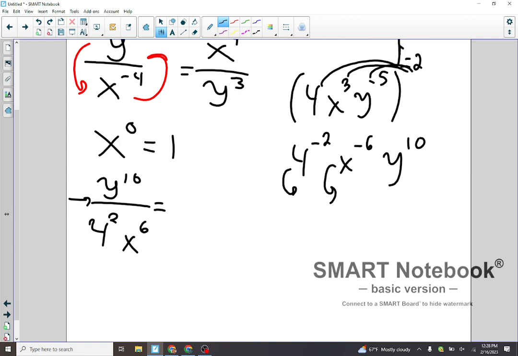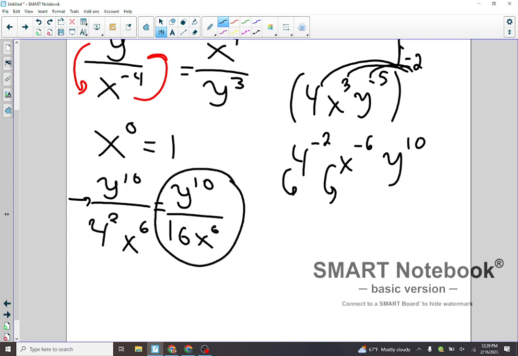I like numbers to actually be done out. 4 times 4 is 16. So I'm going to rewrite my final answer. Y to the 10 over 16, x to the 6. Only deal with the numbers after you make it positive. Don't do it then with a negative exponent. Otherwise, you're going to get slipped up, okay?